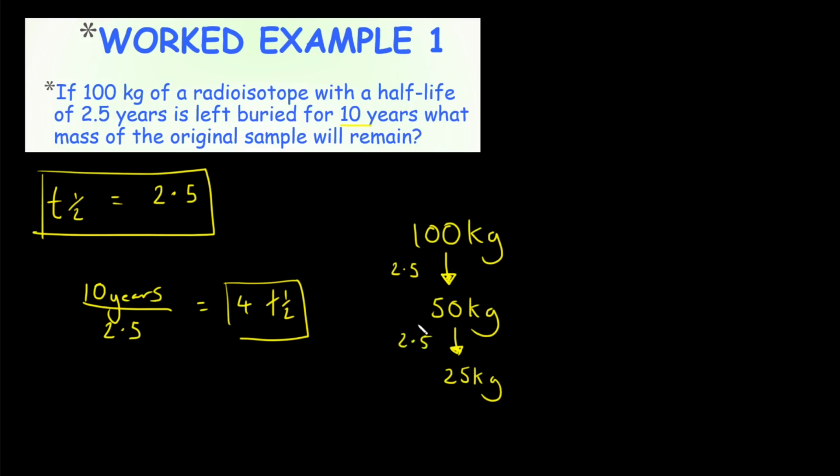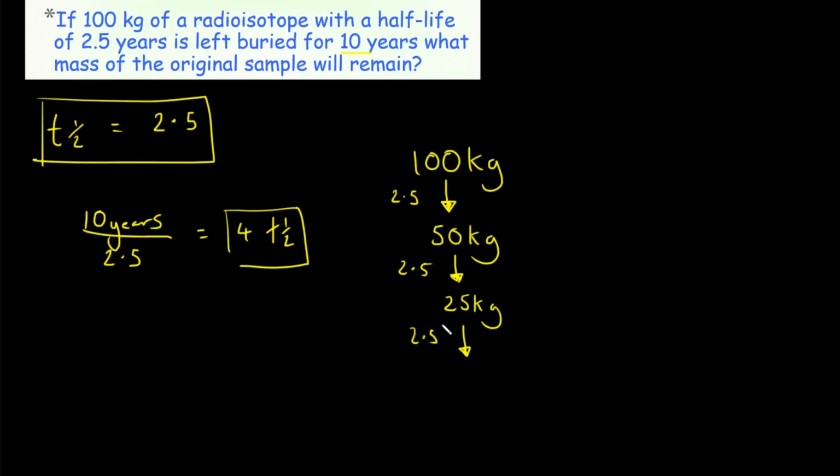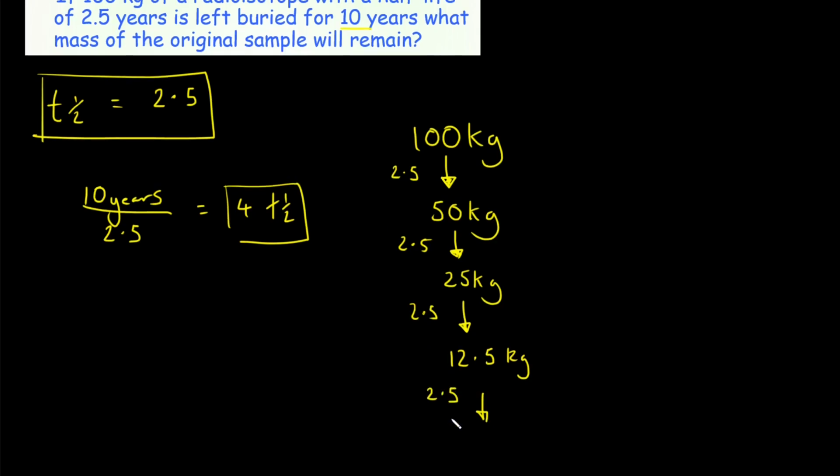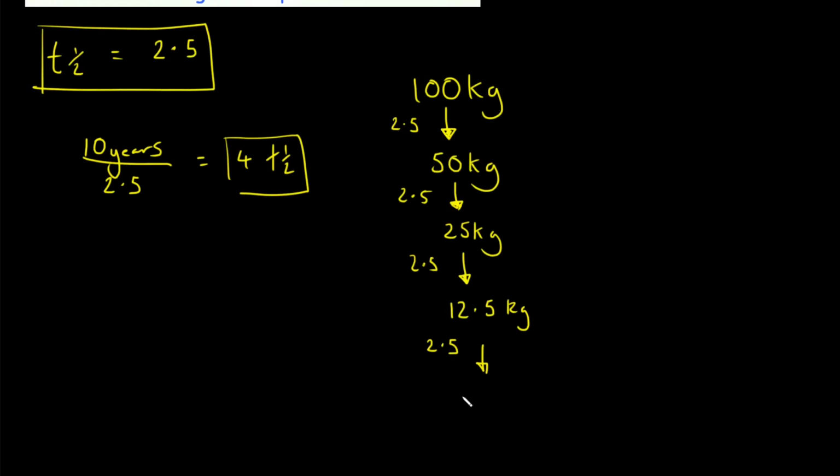That's me after another 2.5 years, 5 years in total, but we're leaving it for 10 years. Let's do another 2.5 years, another half-life. Scroll down the page a little bit, and we're halving that 25 again to 12.5 kilograms. So we have left this for a total of 7.5 years. Let's do one more, our fourth half-life. So we've got our 10-year period, and we've got our final answer of 6.25 kilograms. So in total, we've left it for 10 years.